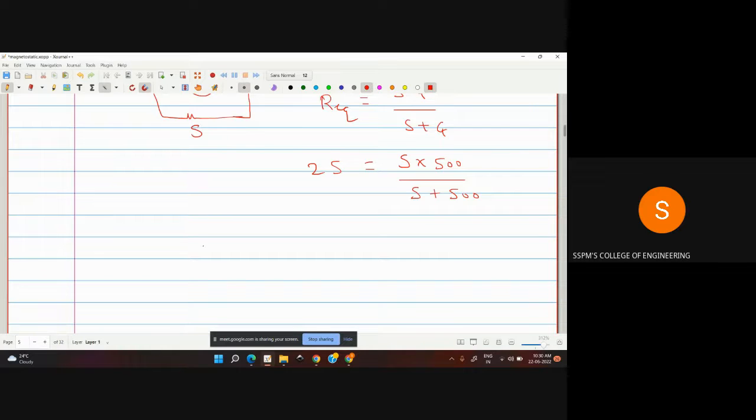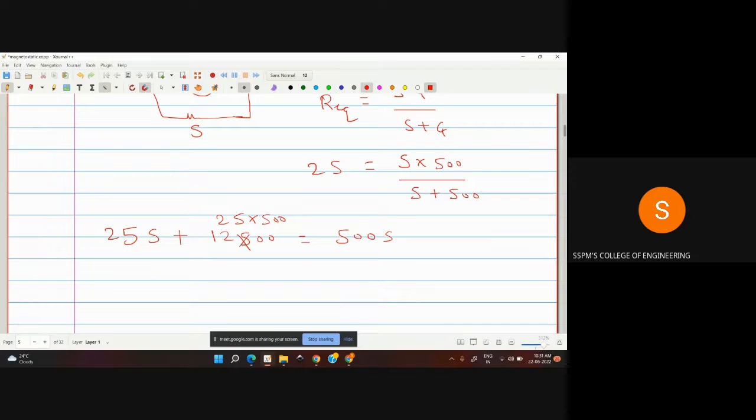So 25 into S is how much? 25S plus 500 into 25, that is 12500, isn't it? 12,500 is equal to 500 S. You can keep it as it is, 25 into 500. Don't multiply, you will save some time. Keep it as 25 into 500.